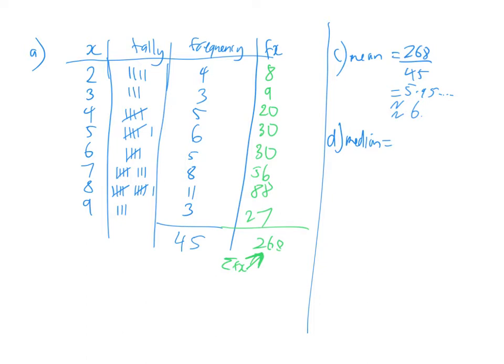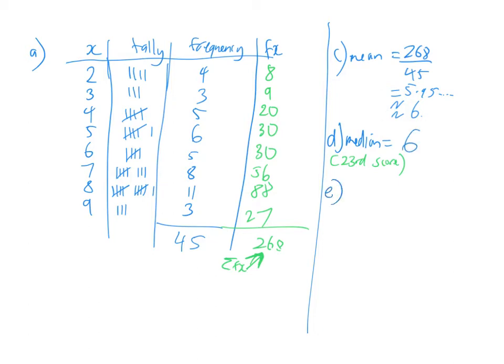23rd score. You could draw up a C of F column, but I'm just going to look at it this time. So 23rd, so 4, 7, 12, 18, 23. So our 23rd score is 6, so it's going to be 6.